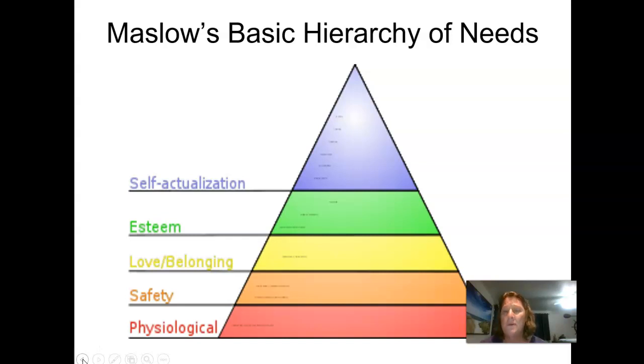Now, if those 4 rungs of the pyramid are met, then people hopefully can get self-actualization, and that's reaching your full potential. That's being the best basically that you can be. And so generally in a nursing home, we're really focusing on those physiological needs, the safety needs, the sense of community, the love and belonging needs. And if we do that, hopefully the self-esteem will still be there.